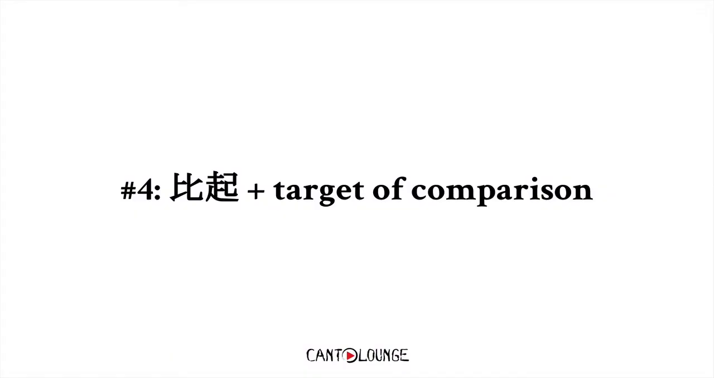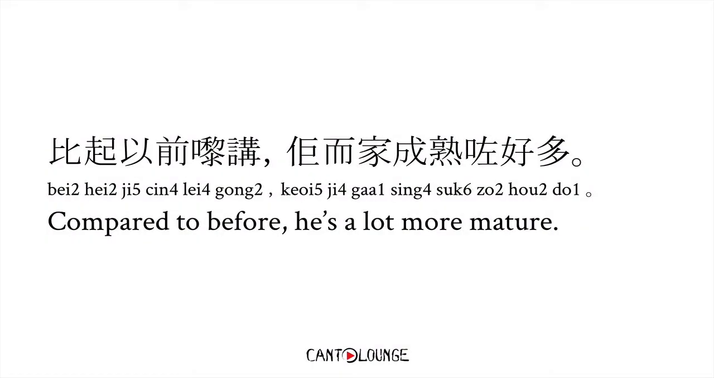All right, moving on. Number 4, we have 比起 plus, again, target of comparison. This is actually a very useful short phrase, as you'll see in the example here. So highly recommend that you commit this to memory. It's super easy to use as well. 比起以前, or 比起以前嚟講. You can omit the 嚟講, that's perfectly fine. So 比起以前, okay, compared to before, which is the target of comparison, 佢而家成熟咗好多. He's a lot more mature. And so compared to before, I think that makes sense.